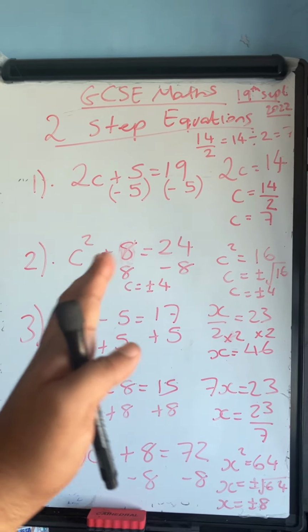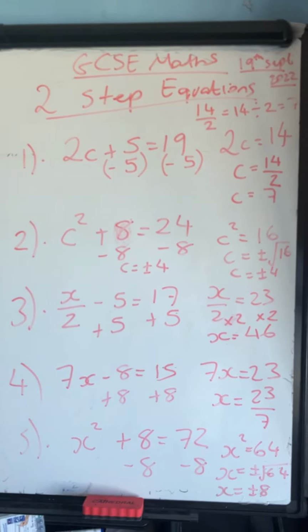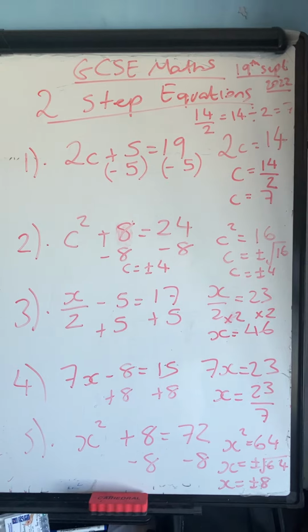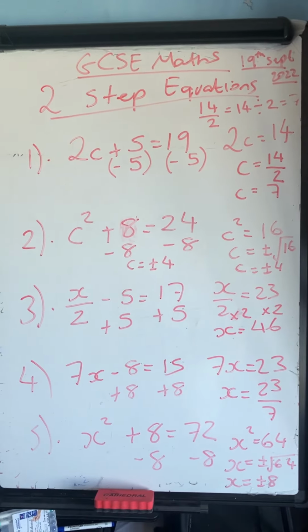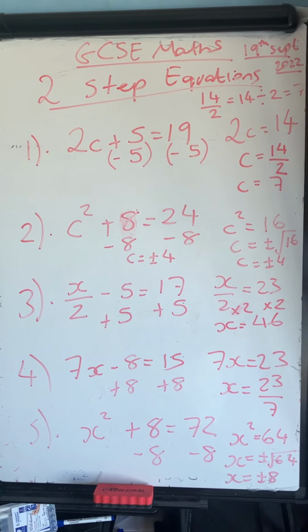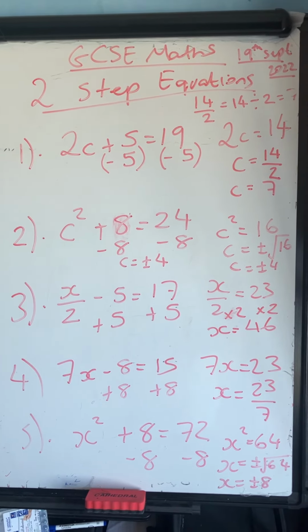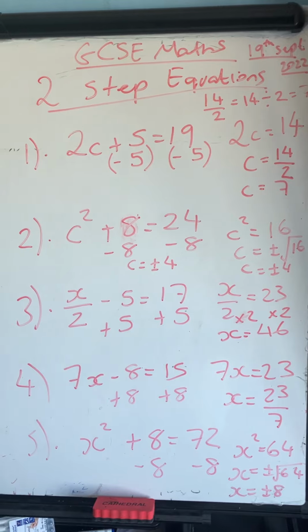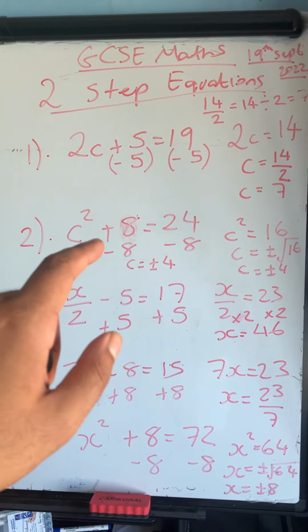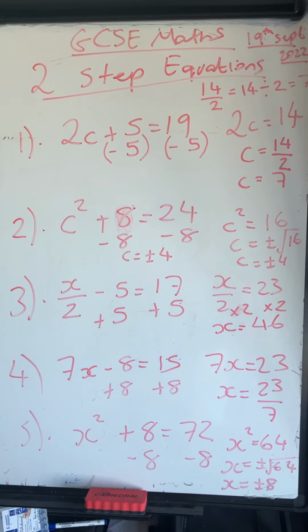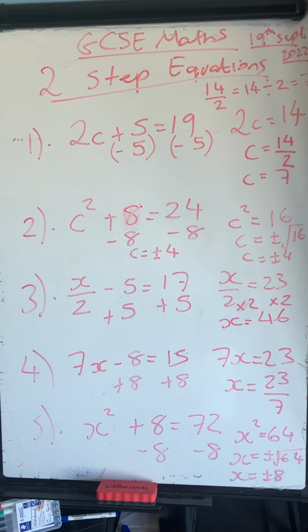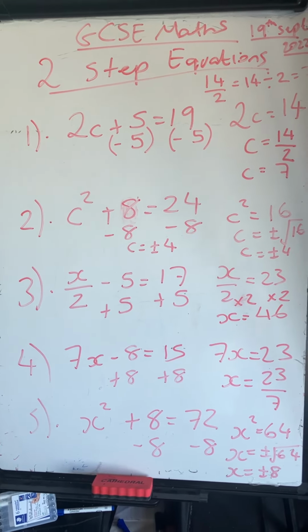This therefore means that I'm going to have 2 distinct real solutions. So I'm going to have c is equal to plus or minus the square root of 16, which is plus or minus 4. So c can equal positive 4 or c can equal minus 4. Or c can be equal to both.